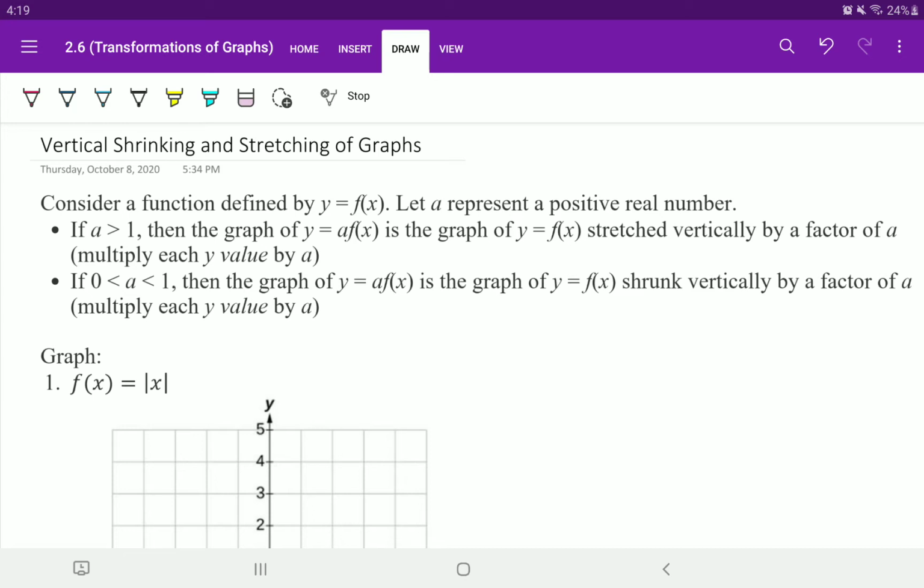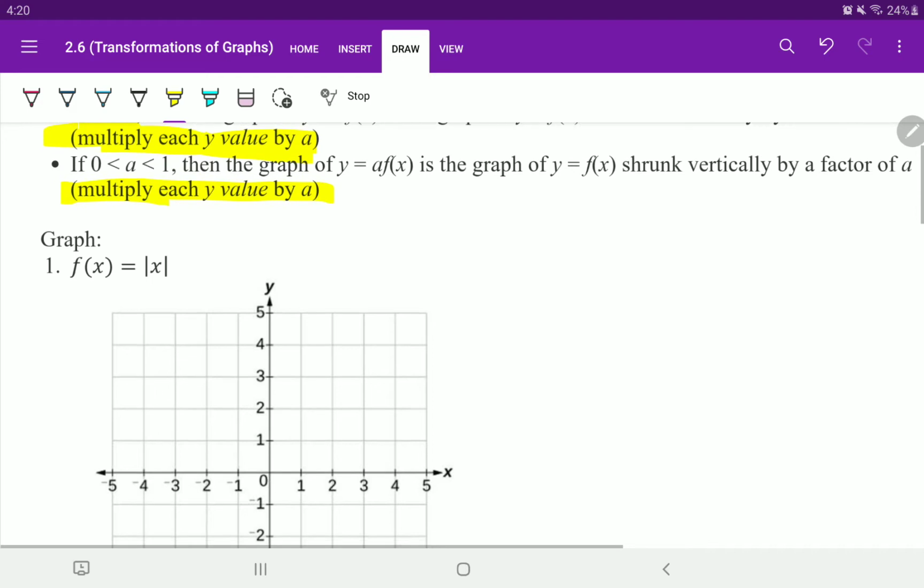Now, if the value of a is a number between 0 and 1, then the graph of y equals a times f of x is the graph of y equals f of x shrunk vertically by a factor of a. Regardless, you're still going to multiply each y value by a. So if you're shrinking or stretching the graph, you must multiply each y coordinate by the value of a. And we're going to do that in this case.